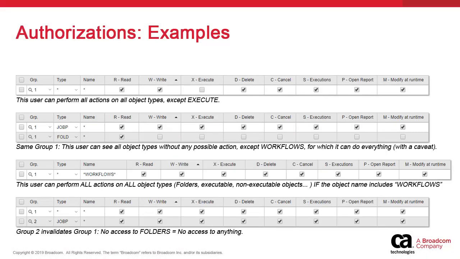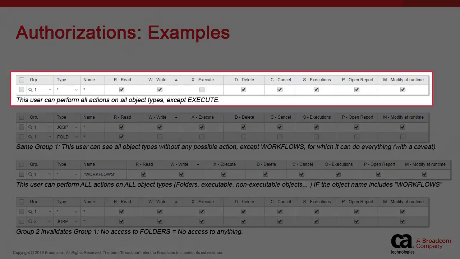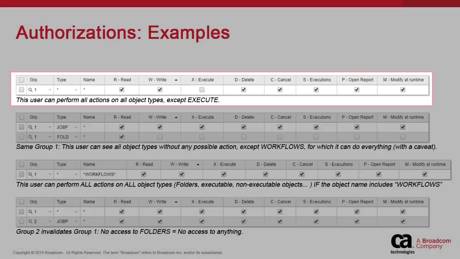Let's consider some examples. Keep in mind that permutation possibilities are endless, and these are by no means exhaustive. We recommend testing each configuration before applying it to a production environment. In the first example, we have a single line that applies to all object types and names. All authorizations are enabled except executes. The user is able to perform all actions on all objects except execute them.